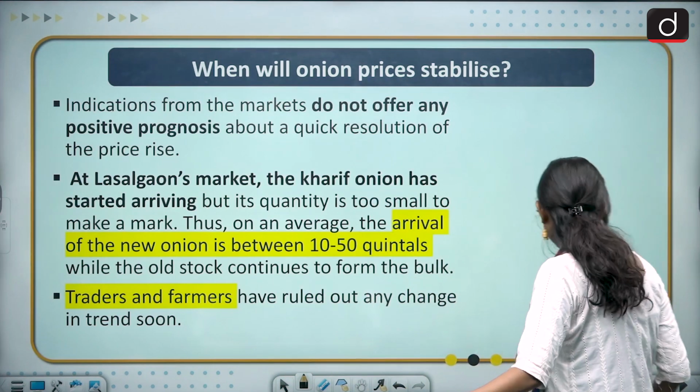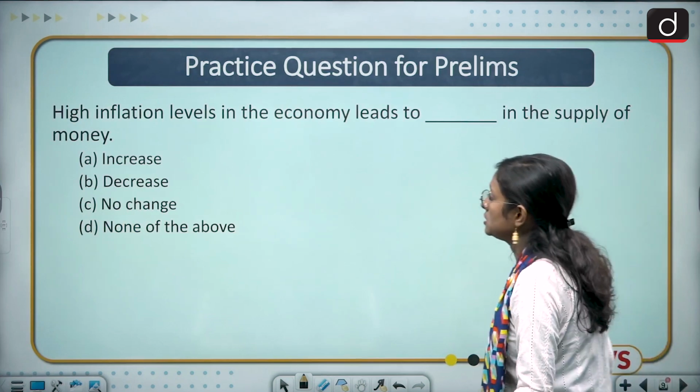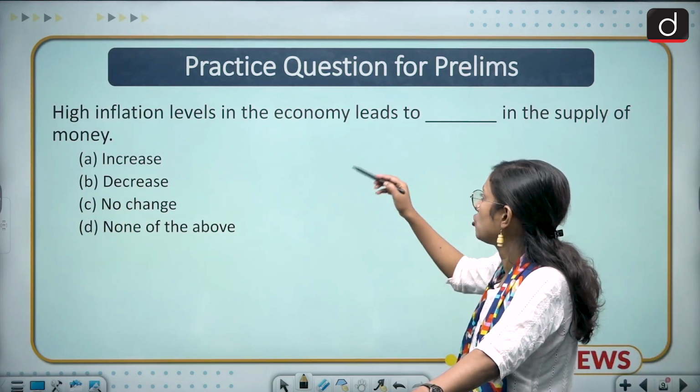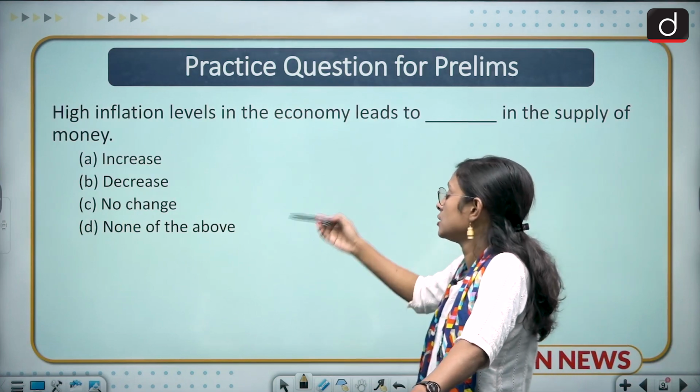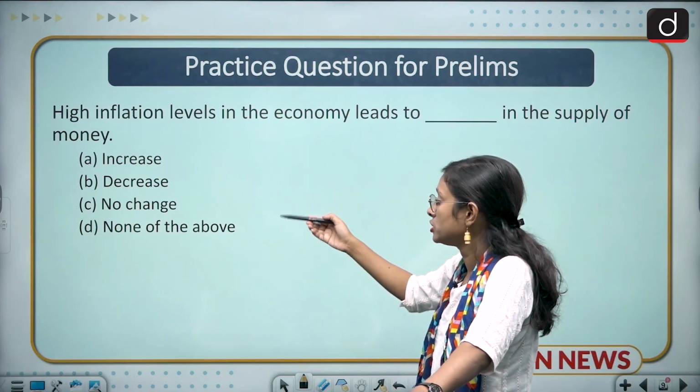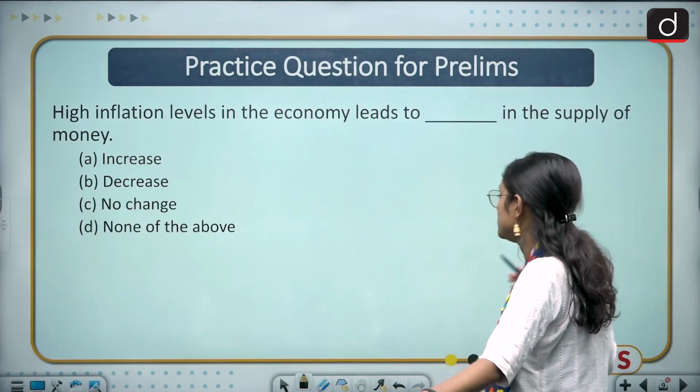So moving to the question part. The question is: high inflation levels in the economy lead to blank in the supply of money. Here are your options: increase, decrease, no change, none of the above. You have to answer in the comment section.